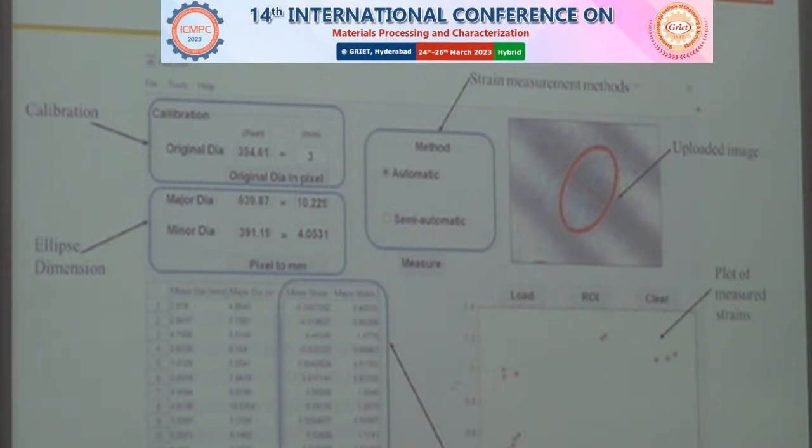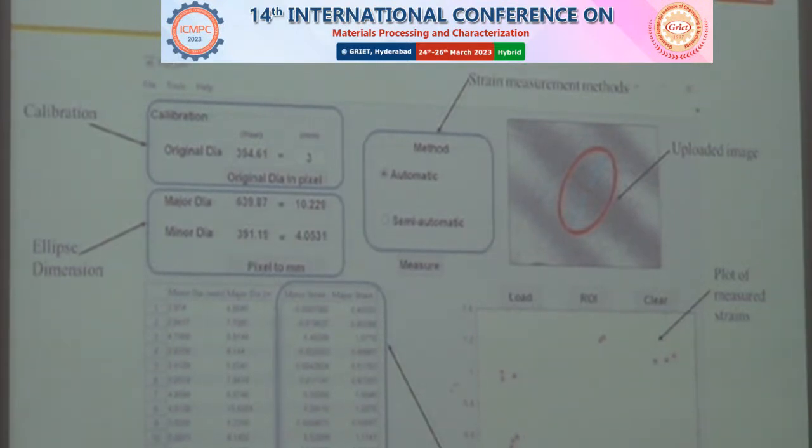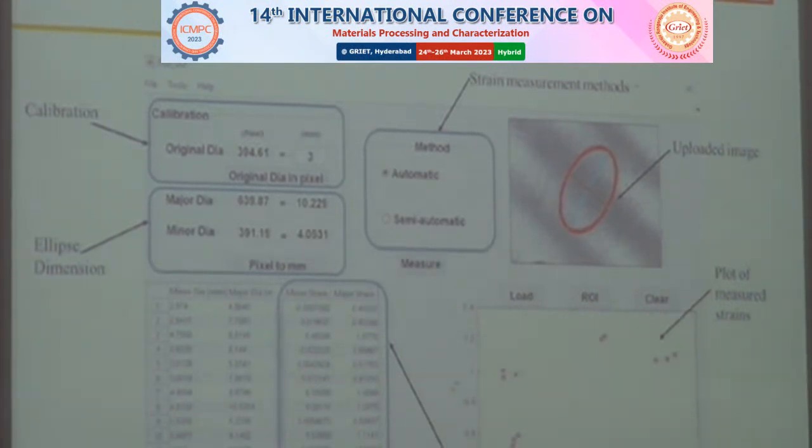Next, you can capture the image of the deformed grid. That means you capture the image of the ellipse and click on load, and it is displayed there. Then you simply click measure. Automatically it displays the major diameter and minor diameter in mm. It evaluates the strains and displays them in the strain window. If you want to plot it, it will plot it.